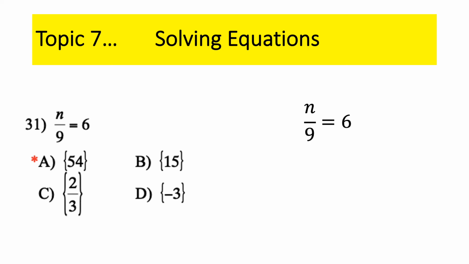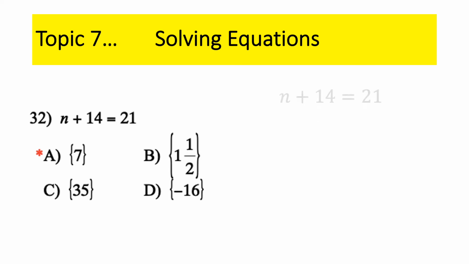Where's the variable? Left or right side? Left side. What's attached to it? 9. How's 9 attached to n? By division. How do we get rid of division? Multiplication. So we're going to multiply both sides by 9. Why did I write a fraction there? Because n over 9 is a fraction, so we multiply fractions with fractions. 6 is not a fraction, so we just multiply it by 9. All right, let's see. 9 divided by 9 cancels, so we get n over 1. n divided by 1 is n, and 6 times 9 is 54. Answer A.